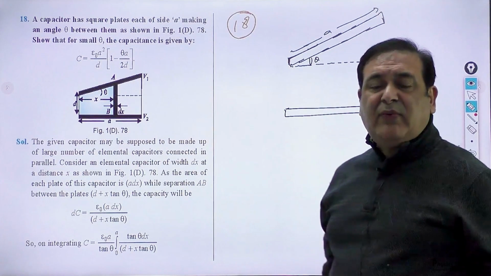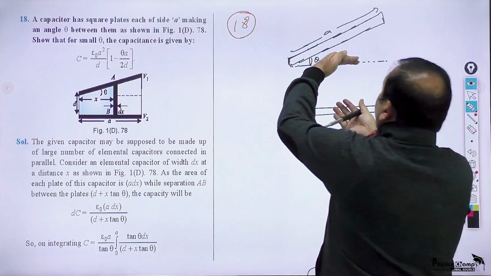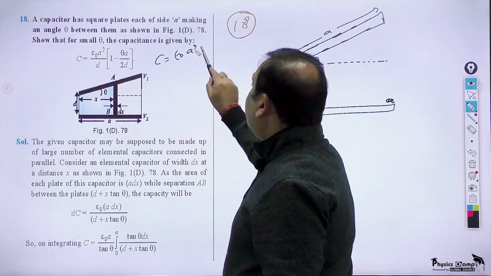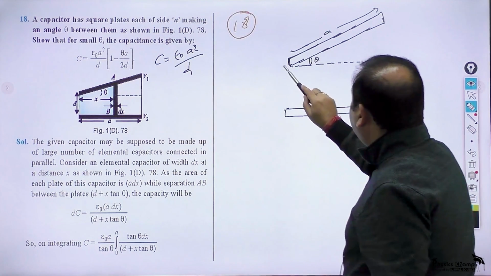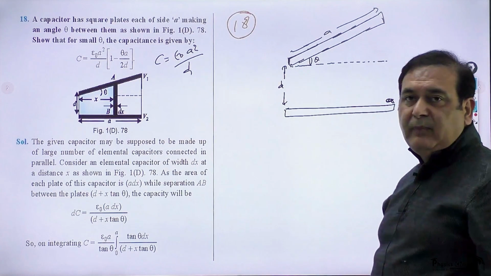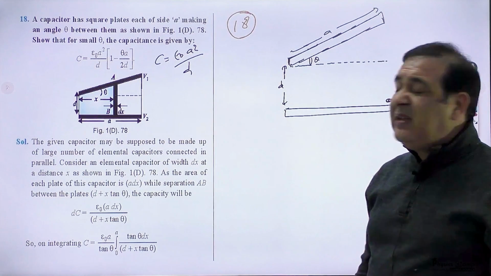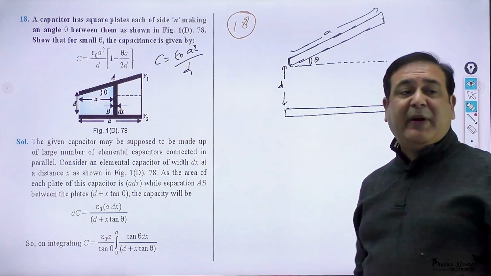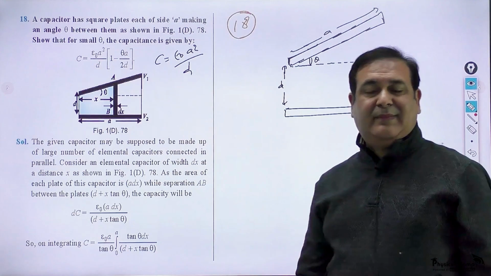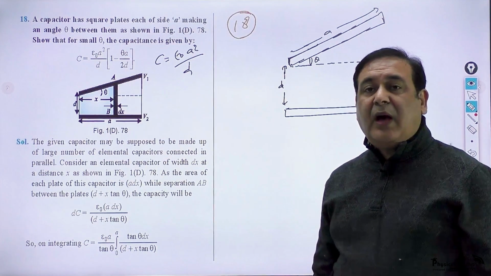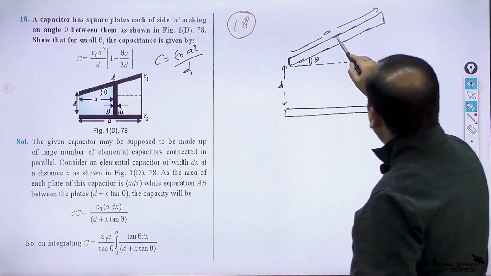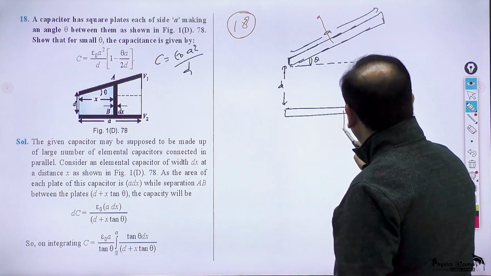But instead of keeping the two plates parallel, if the two plates were parallel, you would have said epsilon naught a square by d, where d is the separation between the plates. This is the capacitance. But the problem here is that the upper plate is making an angle theta. We are looking for the capacitance of this combination between, say, P and Q.